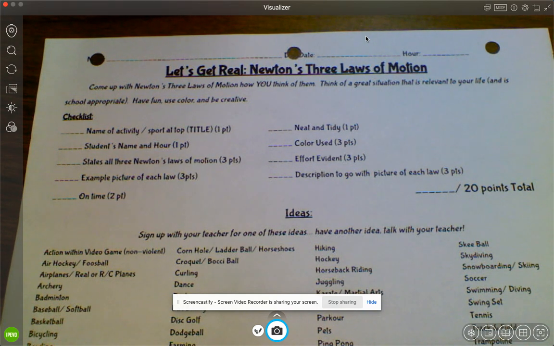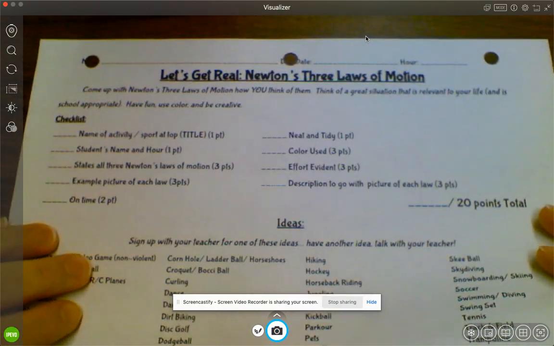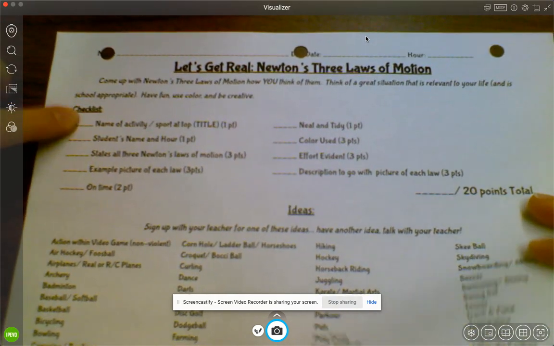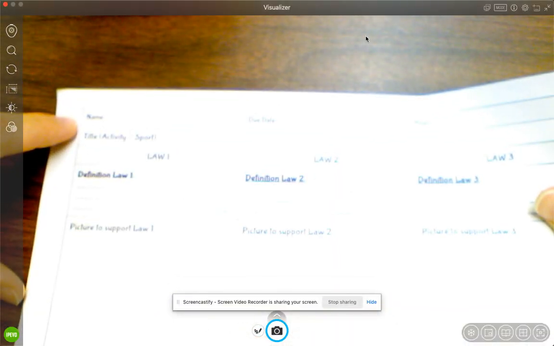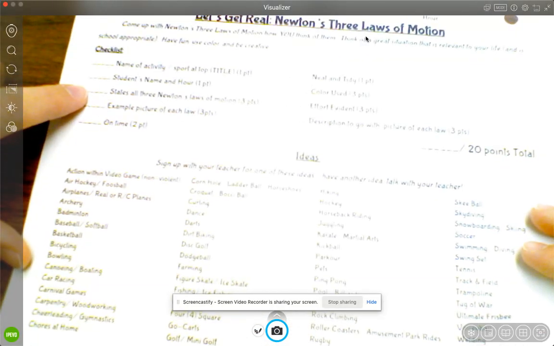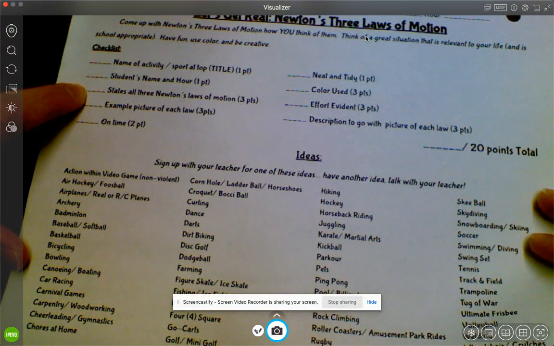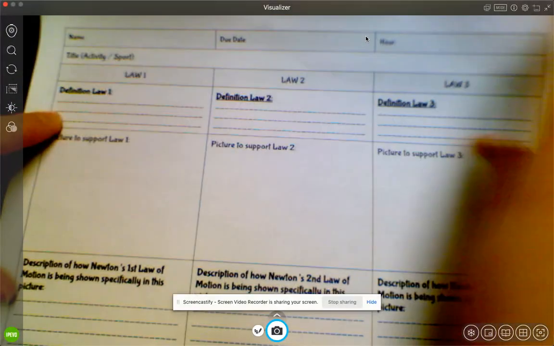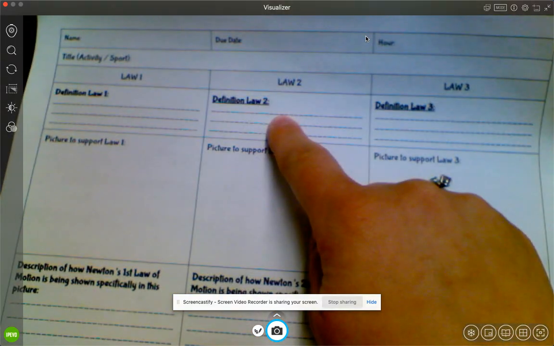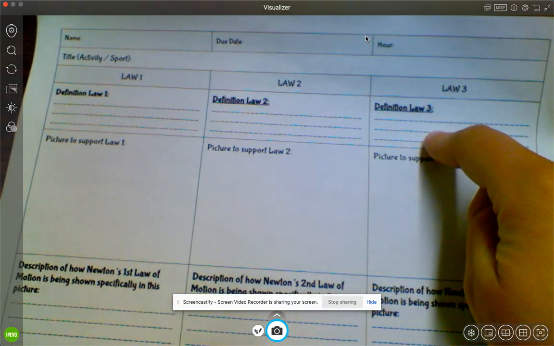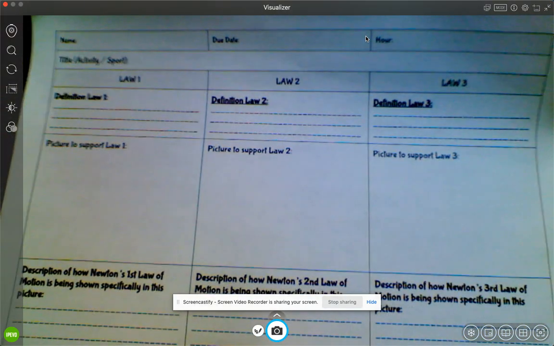So here's our checklist. Have the name of the activity, sport at the top. I'm going to flip back and forth because it's all on the back here as well. So you need the name of the activity, the sport at the top. Your name and hour, there's a spot for it right up top there. State all three of Newton's laws of motion. Literally. What is the first law of motion? What is the second law of motion? What is the third law of motion? Literally write it out.